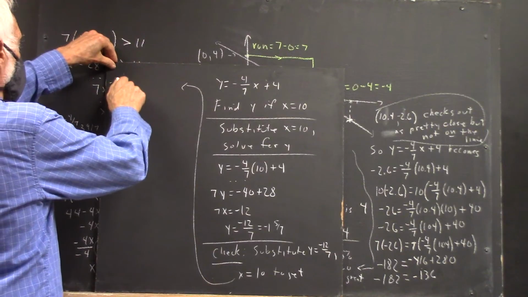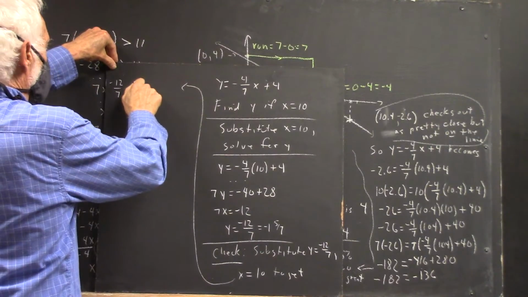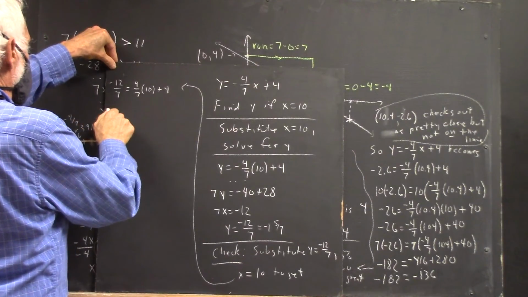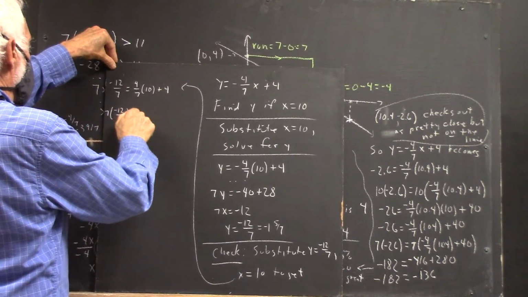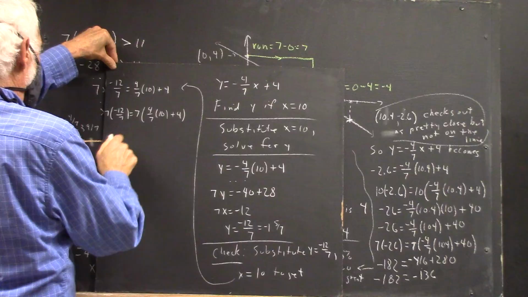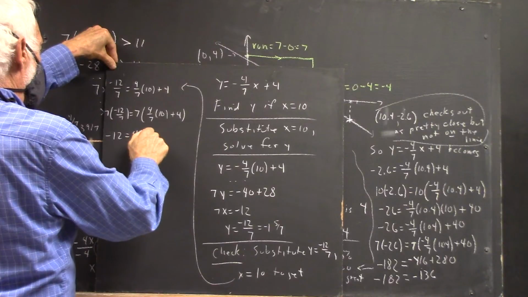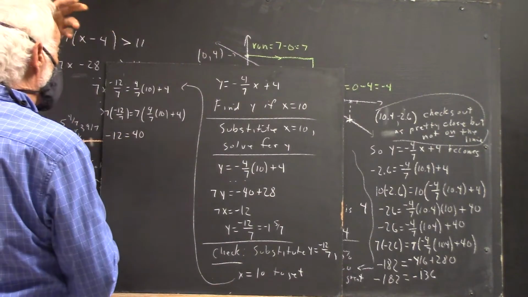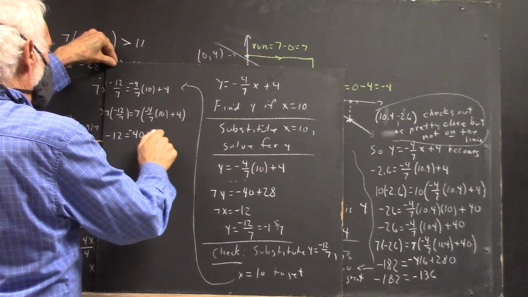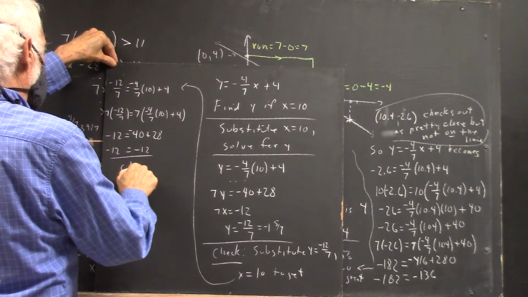Okay, so we get -12/7 equals 4/7 of 10 plus 4. So that's 7 times -12/7 equals 7 times -4/7 times 10 plus 4. So that -12 equals that -40. It's -4/7, so it's -40 plus 28, so -12 equals -12. This checks.